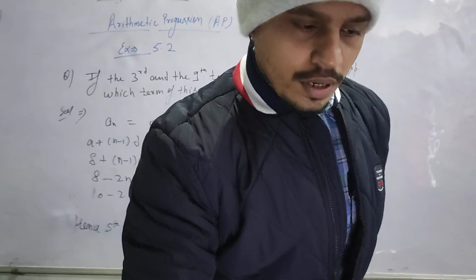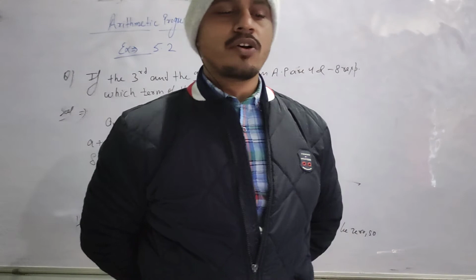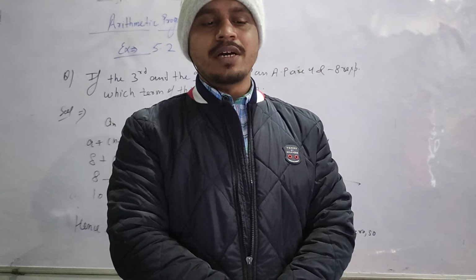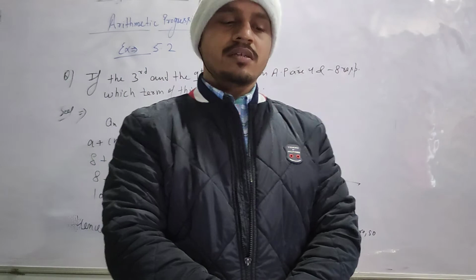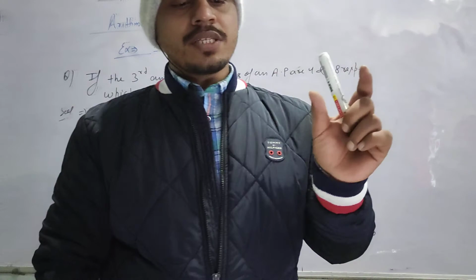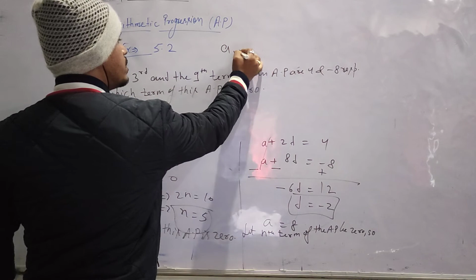10th question. If the 17th term of an AP exceeds its 10th term by 7, find the common difference. So what do you mean by exceeds? Here given the 17th term of the AP exceeds the 10th term by 7. इसका मतलब यही हुआ कि जो आपका 17th term है वो 10th term से कितना ज़्यादा है? 7 ज़्यादा. इसका मतलब ये है कि अगर हम 17th term में से 10th term को minus करें तो हमें 7 मिलेगा. Means A17 minus A10 equal to 7.